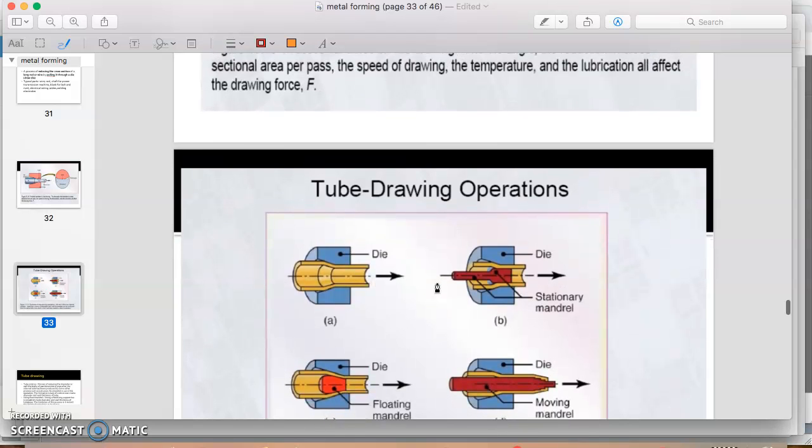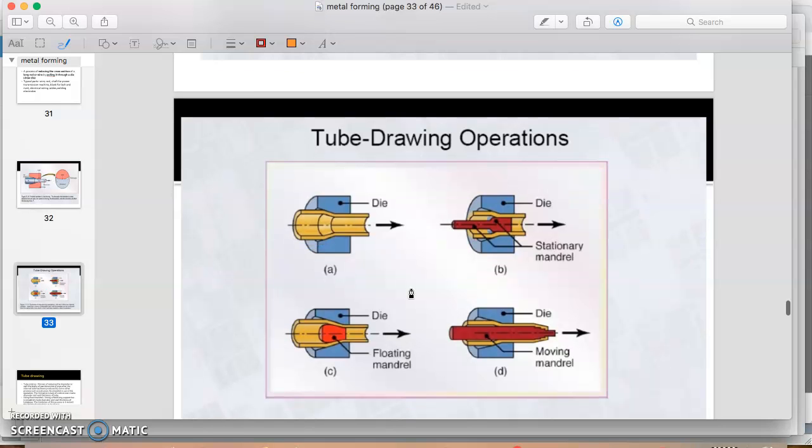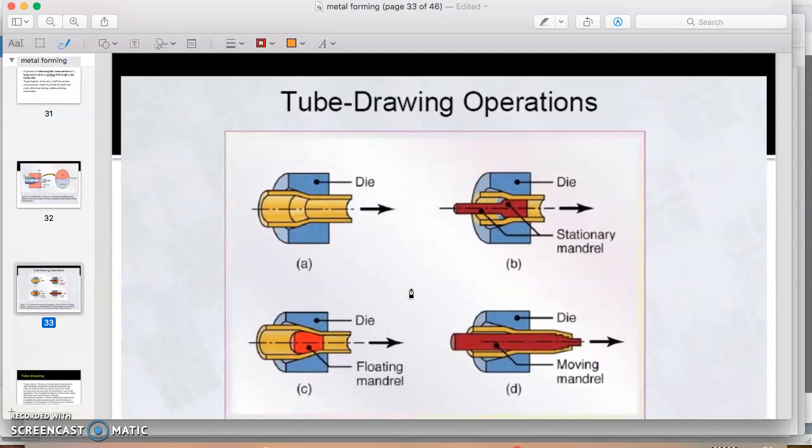Instead of rod or wire, we can also produce tube using the drawing process. Tube drawing can be done using different processes. You can select from these different processes. The first one, without a mandrel, we can reduce the diameter of the tube using process A. We call it the without-mandrel process, and B, C, and D are processes using a mandrel.